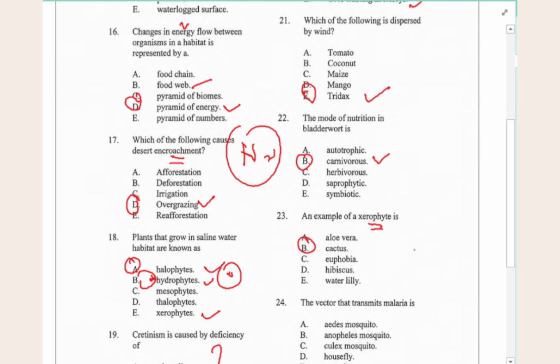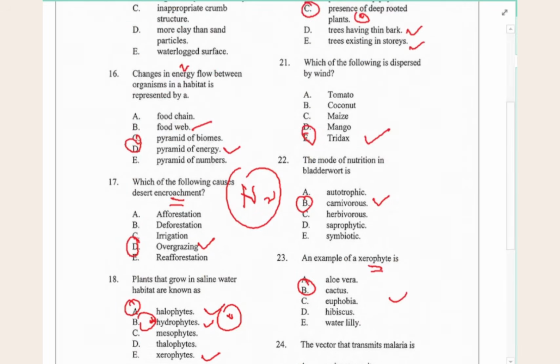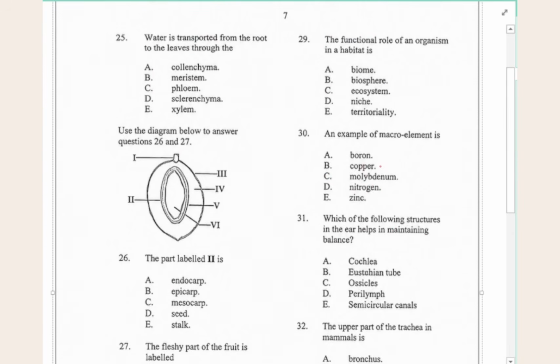Number 24, the vector that transmits malaria obviously is the what? Anopheles mosquito. So that's option B there. Hope you are getting these things down. The next one, let's try and see how we can round up. 25, water is transported from the roots to the leaves through the what? Through the xylem. So the xylem helps with the transport of water there. And the next one, use the diagram to answer 26 and 27. 26, the part labeled II is the seed. Okay, II would be the seed basically.